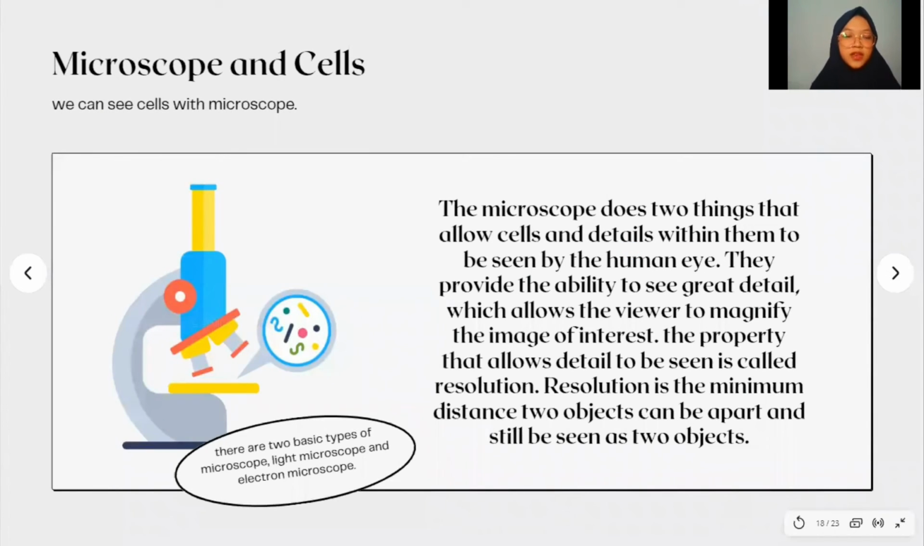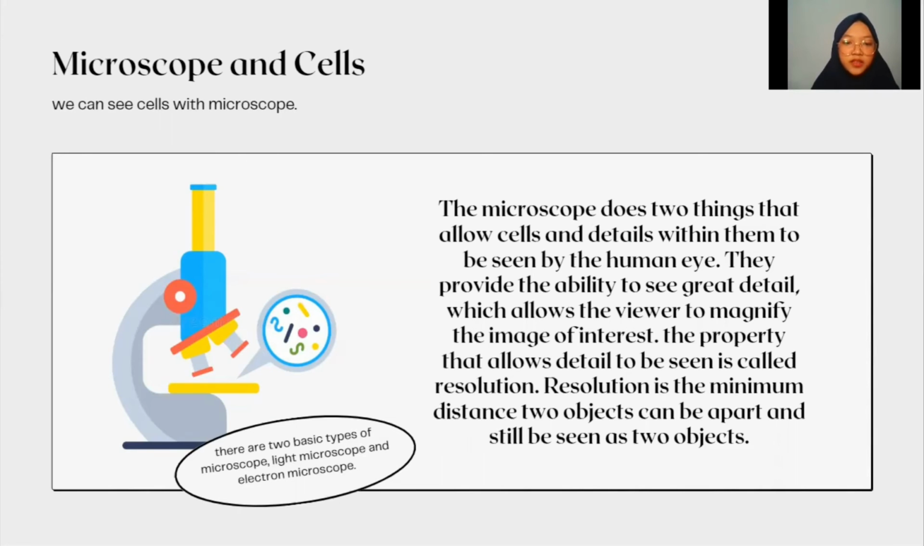Microscope and cells. So we can see cells with a microscope. A microscope does two things that allow cells and details within them to be seen by the human eye. It provides the ability to see great detail, which allows viewers to magnify the image of interest. The property that allows detail to be seen is called resolution. Resolution is the minimum distance two objects can be apart and still be seen as two objects. So we can see small things with a microscope.